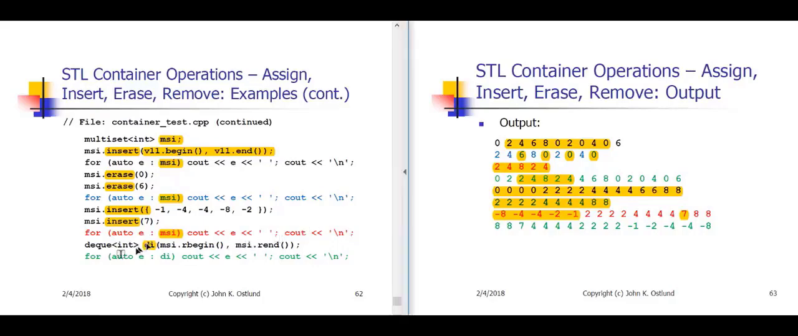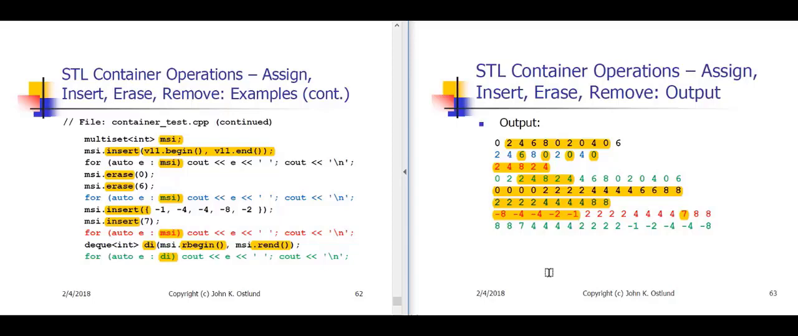Finally, di here is a deque of int. Notice that I'm initializing di by using reverse iterators on msi. So what's going to go into the deque di is all the values in msi starting from the reverse beginning, that is, starting from the last value stored in msi, to but not including the reverse end. And recall that the reverse end is just prior to the first element in msi. So if we look at the display of di produced by this green range for loop, you'll see that it has exactly the same values as msi in exactly the reverse order.